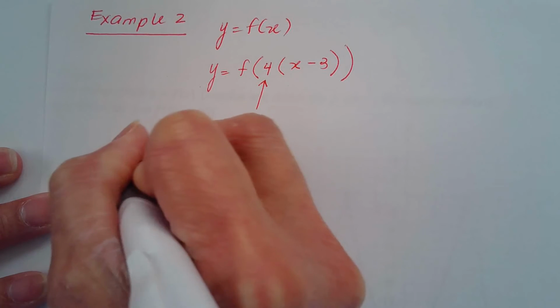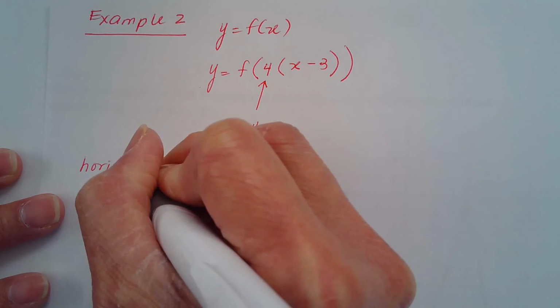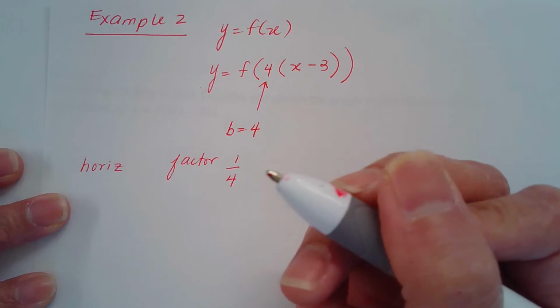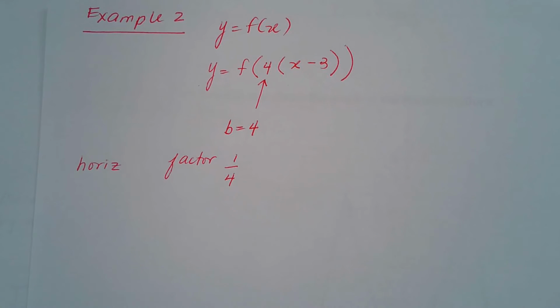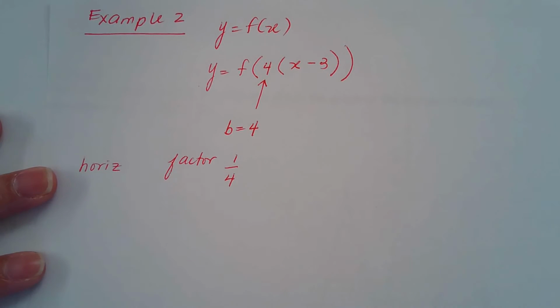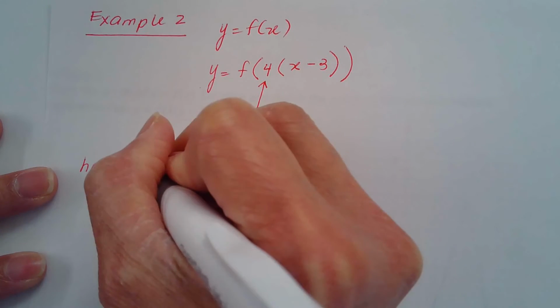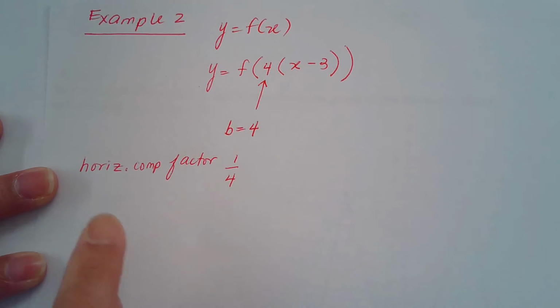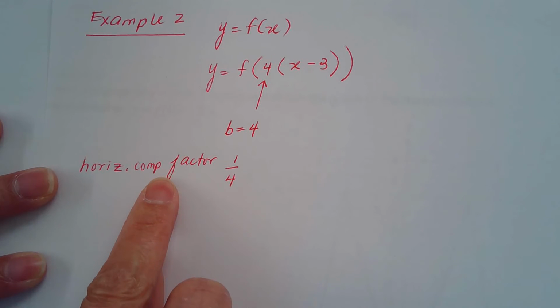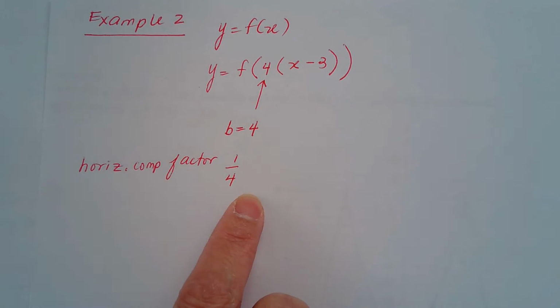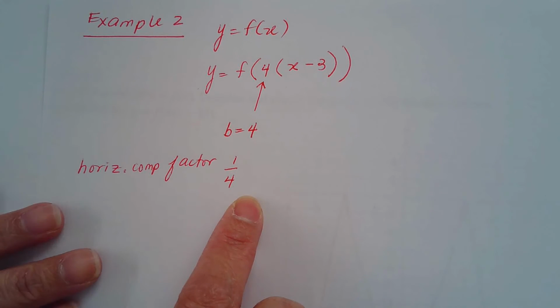Is B always a horizontal compression? The B will talk about the horizontal compression or stretching, depending on what the B is. So this is a horizontal compression. Okay, so horizontal compression by a factor of 1/4. That's because it's under 1, right? Yes, it's the reciprocal.